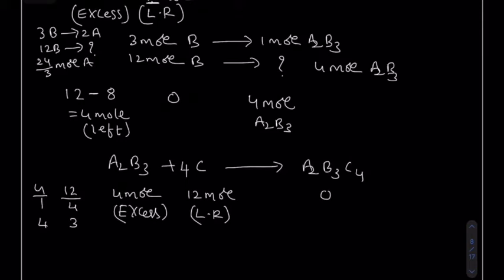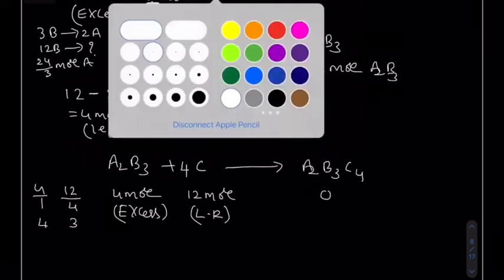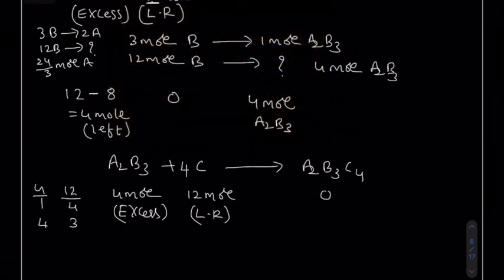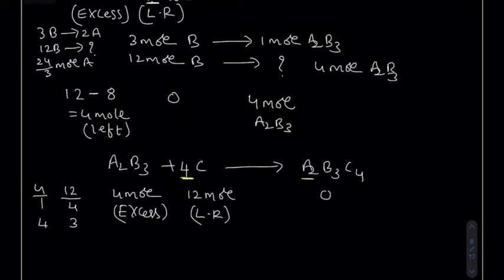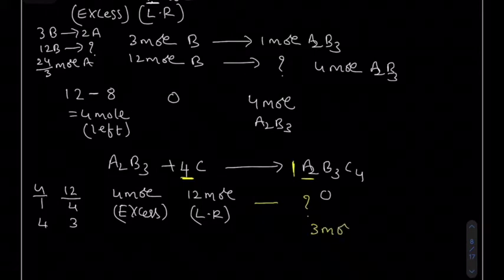Okay. Now 4 moles of C will produce 1 mole of A2B3C4. Then 12 moles of C will produce how many moles of A2B3C4? That is 12 by 4, that means 3 moles of product. Now C will be completely consumed.